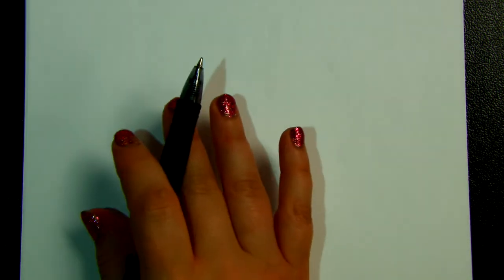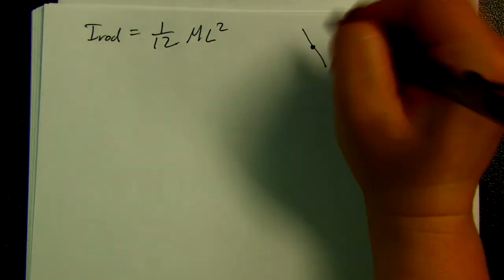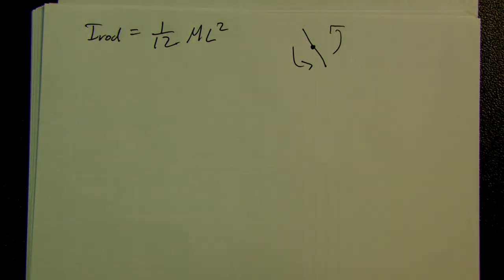Okay, so now that we know where a bunch of moments of inertia come from, you just learned the moment of inertia of a rod. So I rod is equal to 1/12 m L squared. And this is, of course, for a rod rotating about its axis there. So these are for very specific situations.